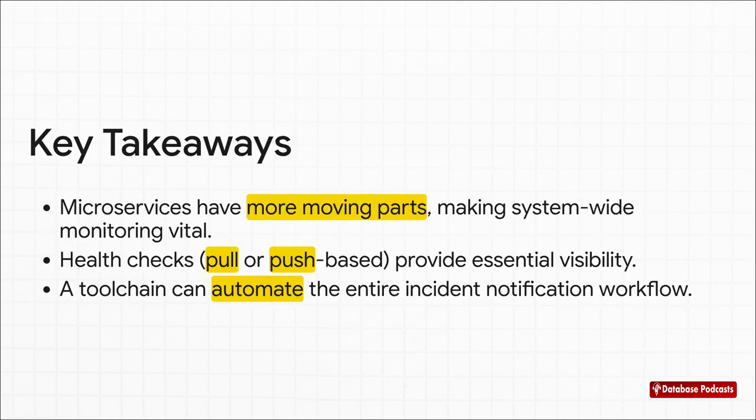All right, so what are the big things to remember from all this? First, the very nature of distributed systems, all those moving parts, makes really good monitoring absolutely critical. You just can't fly blind. Second, health checks are the most basic tool for getting visibility, and they come in those two main flavors, pull-based and push-based. And finally, by combining the right tools, like Consul, PagerDuty, and Hystrix, we can create a really powerful automated toolchain that handles incidents from detection all the way through recovery.